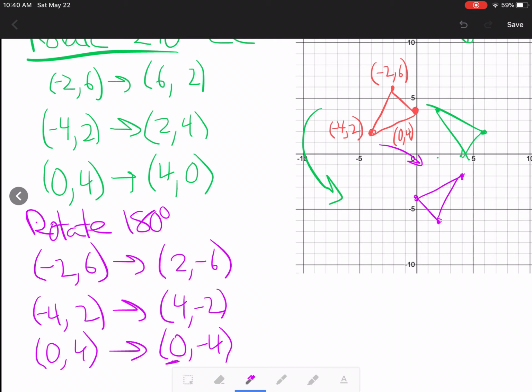And you can almost see it. Imagine taking the shape and rotating it here. It would look something like that. And then keep rotating it. It should look like that shape right there.